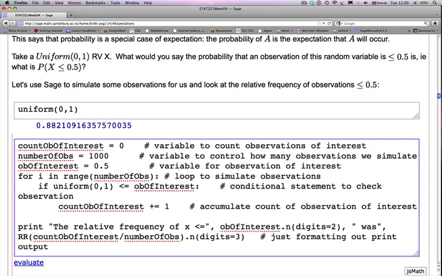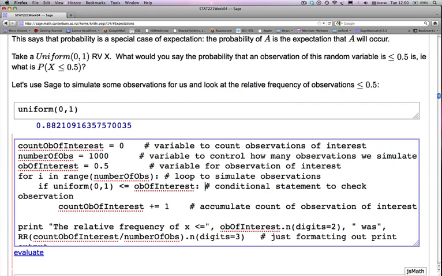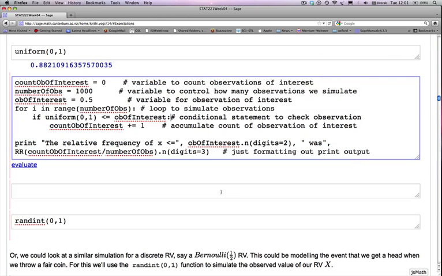The for loop simply goes through the range number of observations, so 0 to number of observations minus 1, and in the body of the for loop we're simply asking this statement. Let's make this a bit smaller. Okay, so that's a little better. In this if statement we are going to simply ask if the simulated uniform 0, 1 random variable is less than or equal to observation of interest, and if so, we're going to increment this counter.